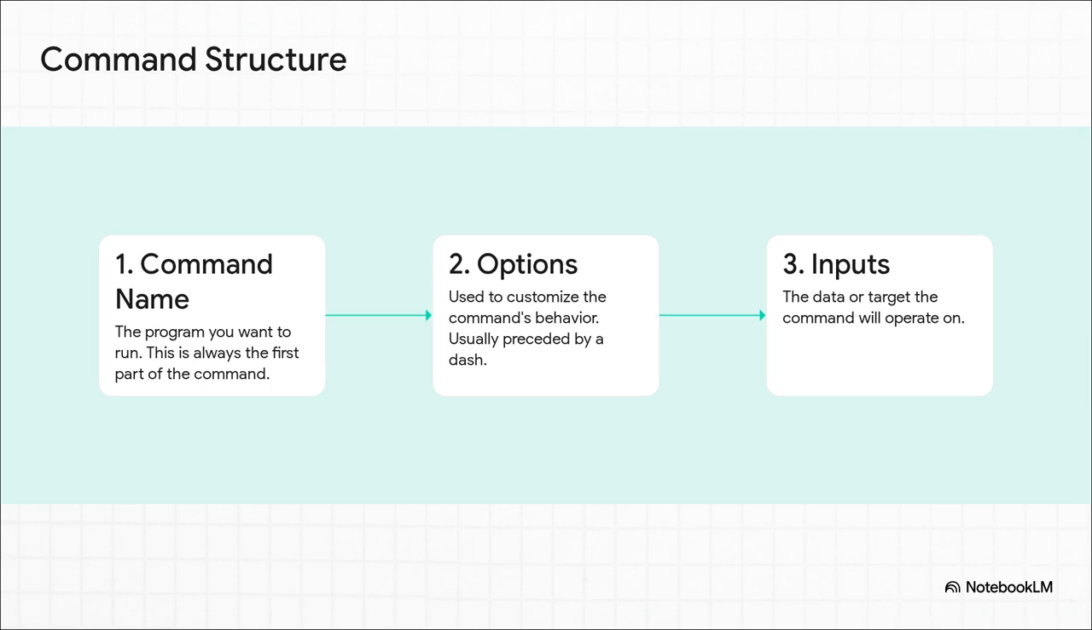And here's the key to the whole thing. Pretty much every command you'll ever type follows this simple structure. First, you've got the command name, which is the verb, the action you want to do. Next, you have options, which are like adverbs that change how the command works. And last, you have the inputs, the noun, what the command is supposed to work on. Once you see this pattern, you can start to figure out any command you come across.